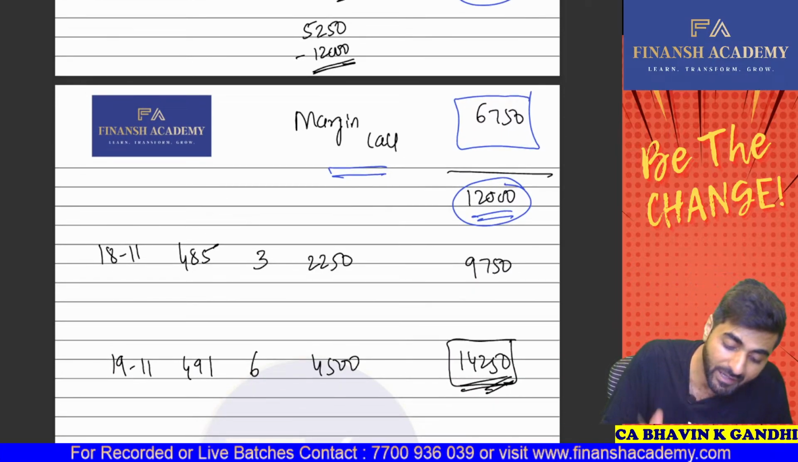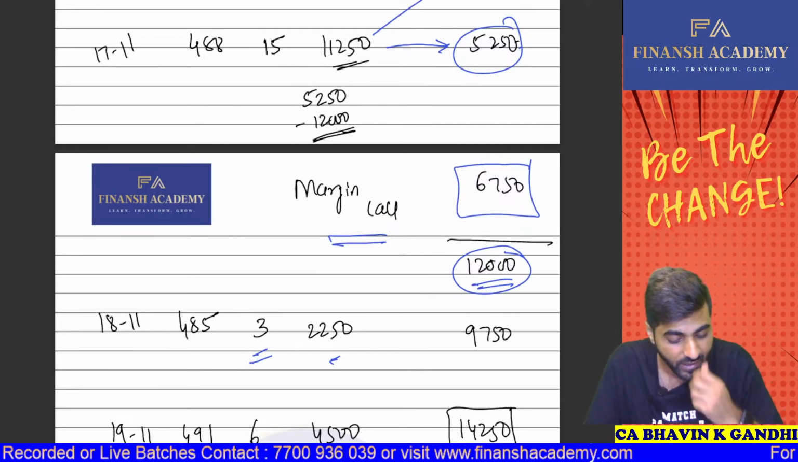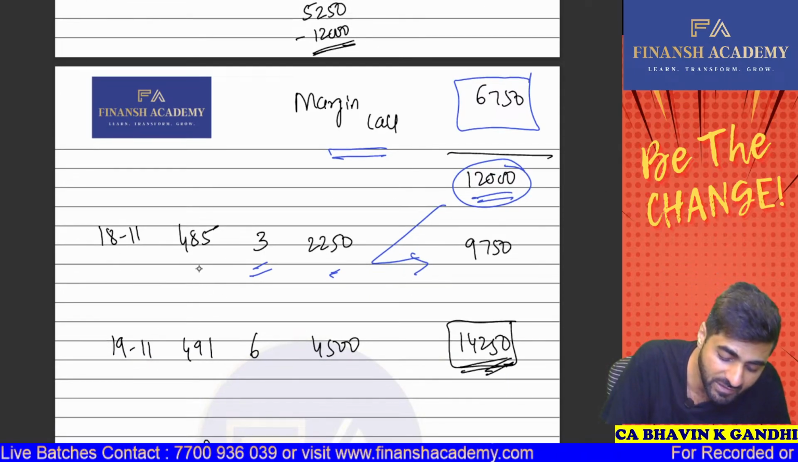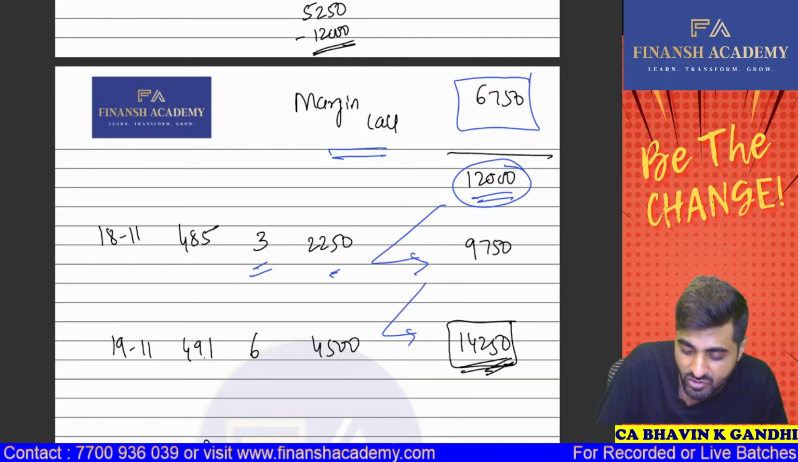And then on 18th of November, my dear students, again the price becomes 485. So there is a 3 rupees loss, so this will be 2,250. And eventually this will be 9,750. And then on 19th of November, the price again rises to 491. So 6 rupees, 4,500. So this is 14,250.